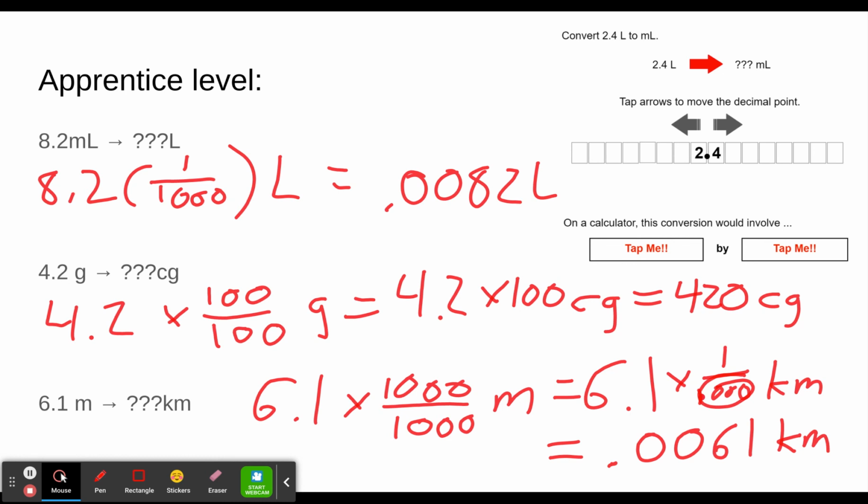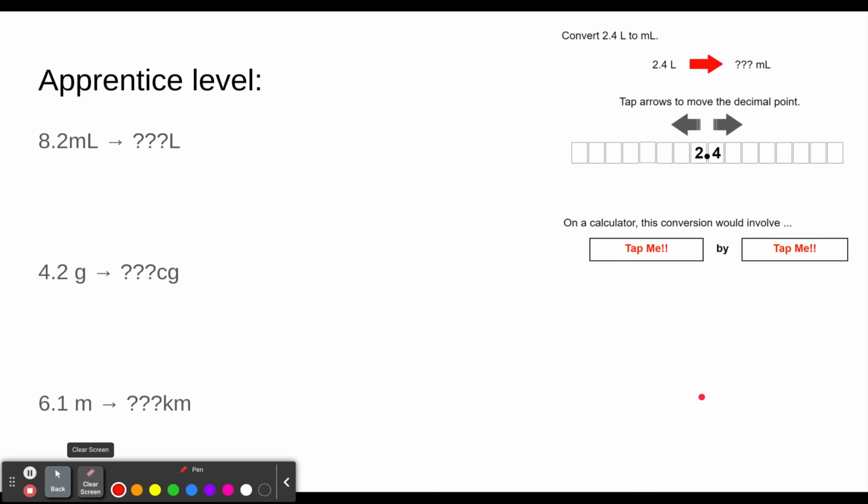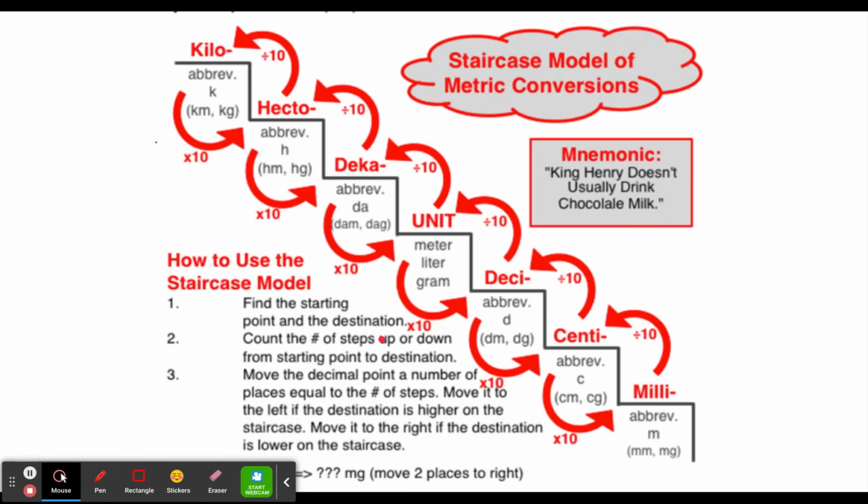Now, if you click the Help Me in the concept builder, you will see the following. Let me clear the screen here. You'll see this following, the staircase model. Okay, so each of these symbols, and we didn't do all of these, but you still have to kind of go through them, is a factor of 10.